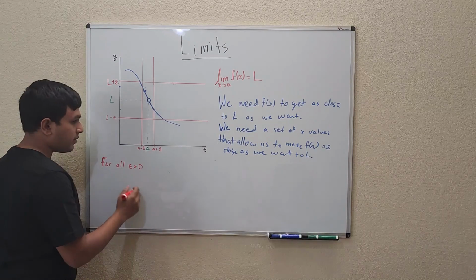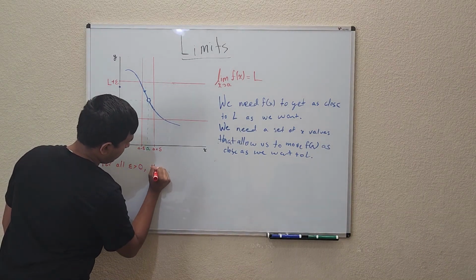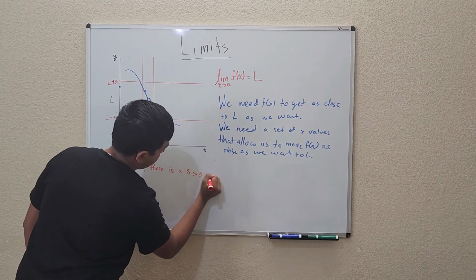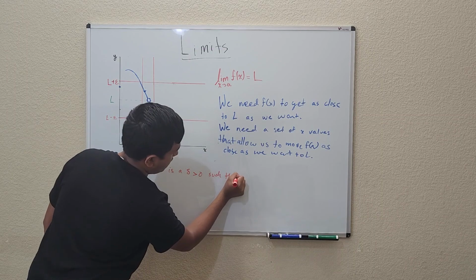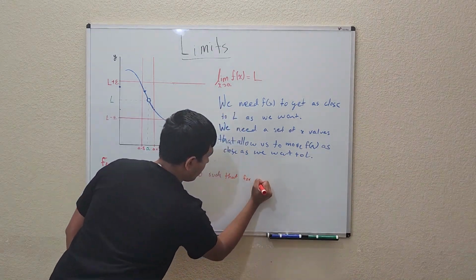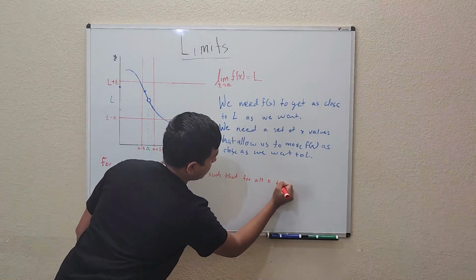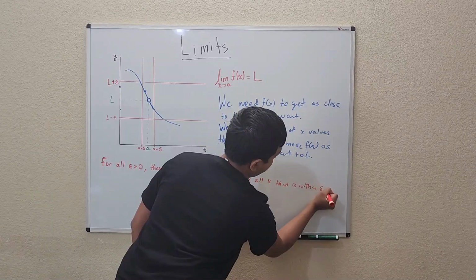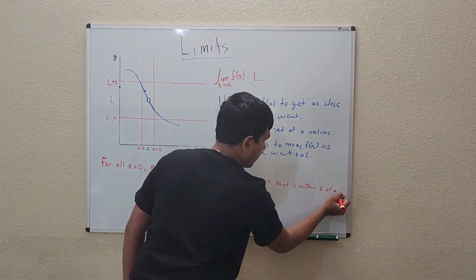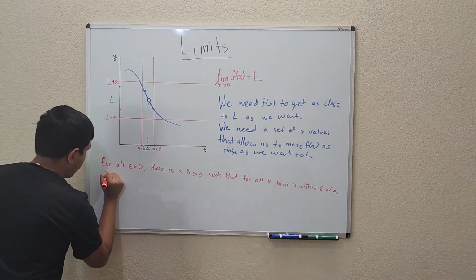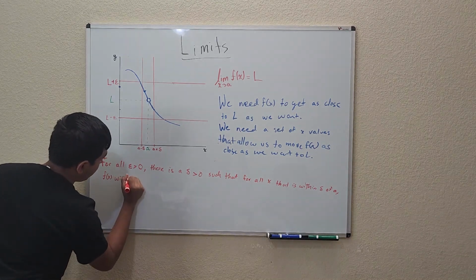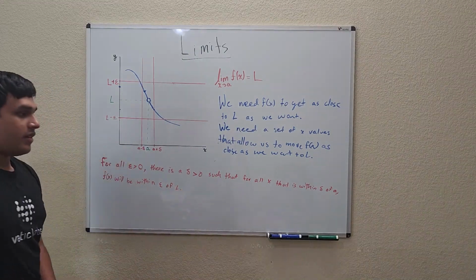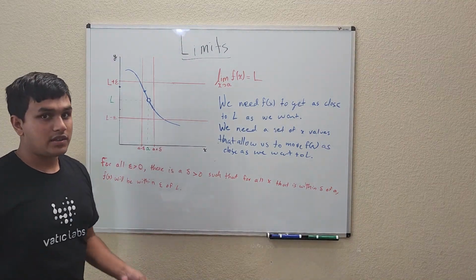For all epsilon greater than 0, there is a delta greater than 0 such that for all x that is within delta of a, f of x will be within epsilon of L.